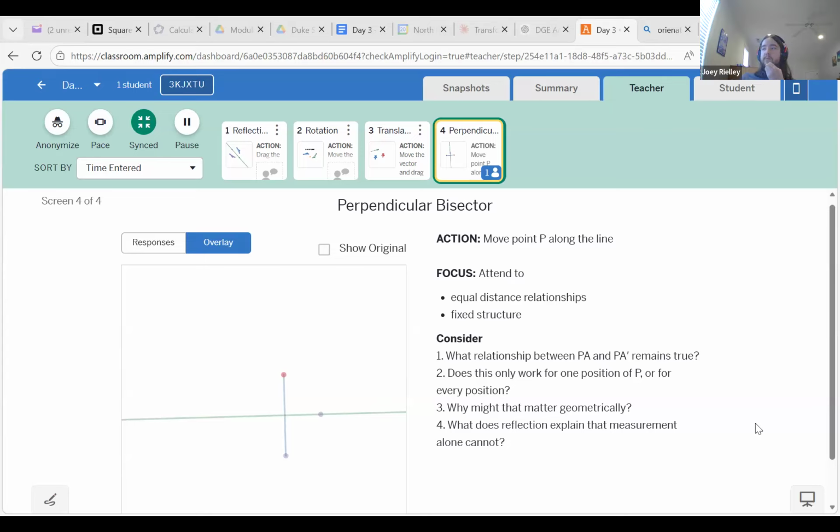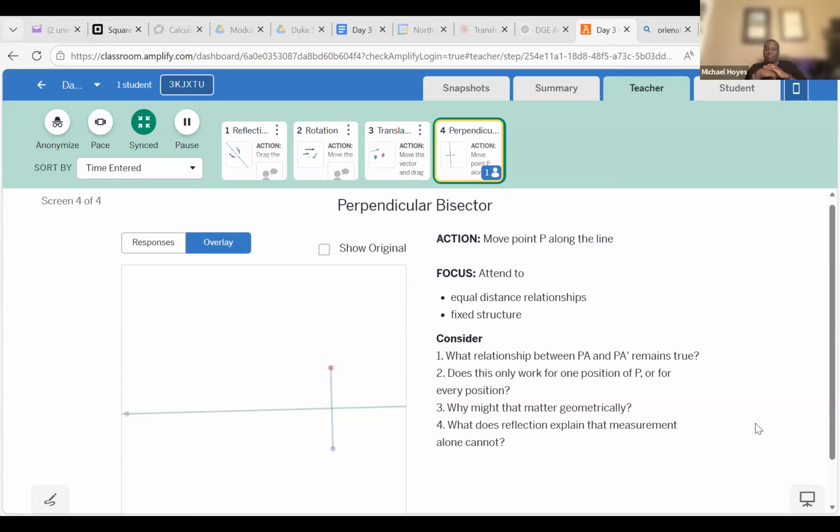We could use point P, right? You can use point P, sure. So point P shows that every point across this line that we can drag it to has equal distance, is equidistant from both A and A prime. And how do you know that? In this case, I can measure it. In this case you can measure it.